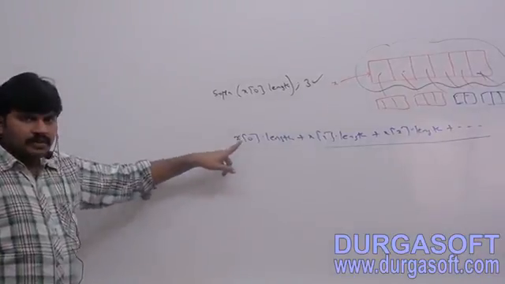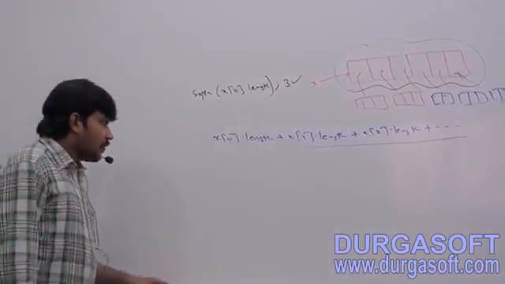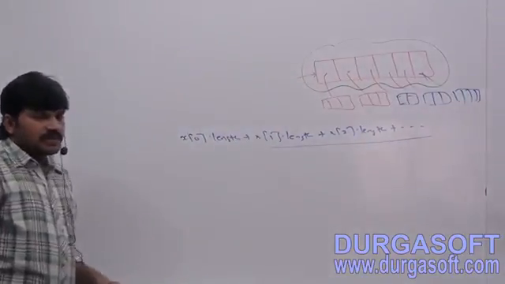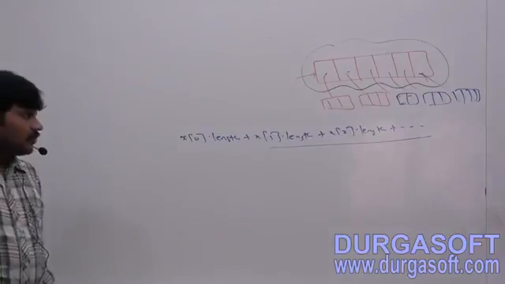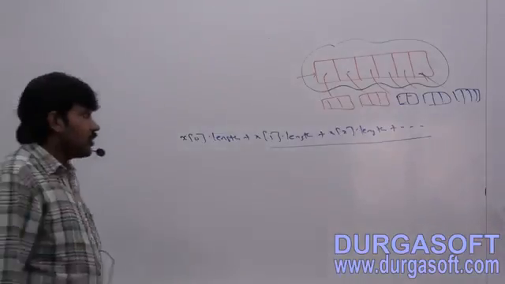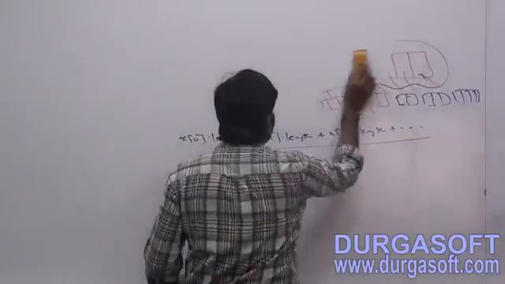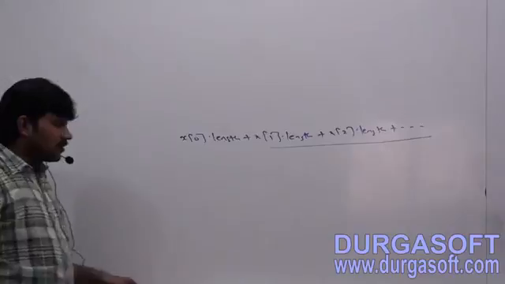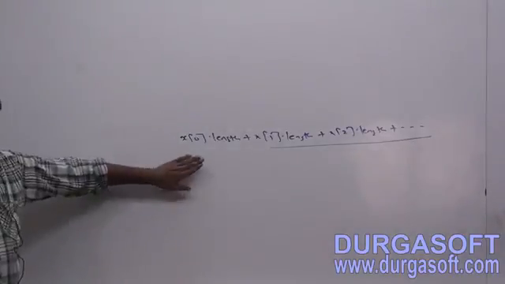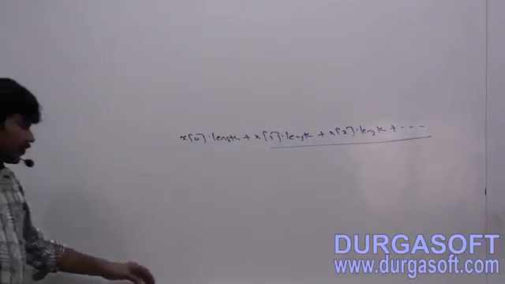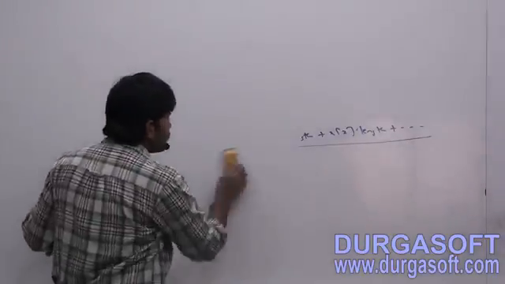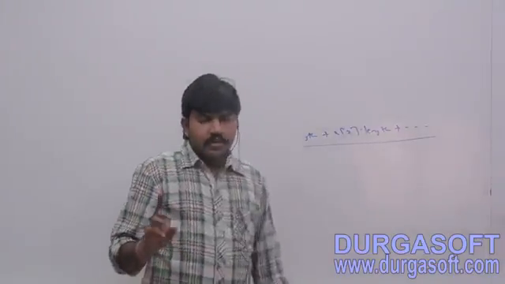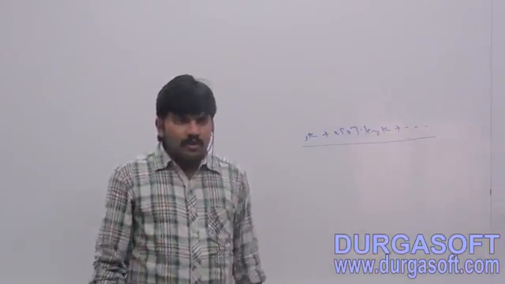Take this one: x of 0 dot length plus x of 1 dot length plus x of 2 dot length plus and so on. Are you able to understand? That's all. There ends length versus length. Length variable is applicable for arrays, and the length method is applicable for string objects.